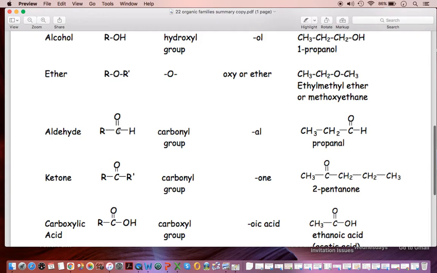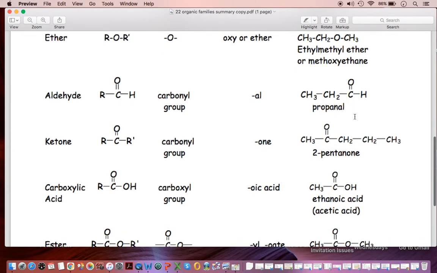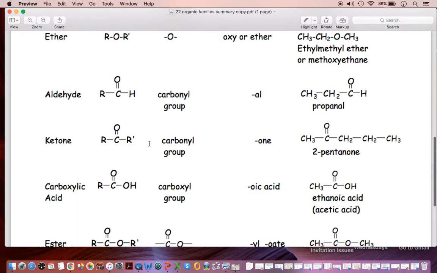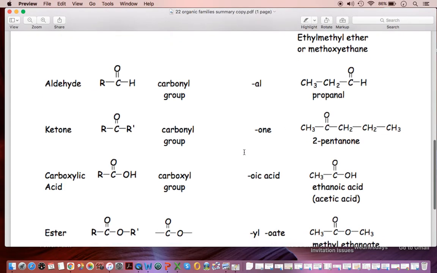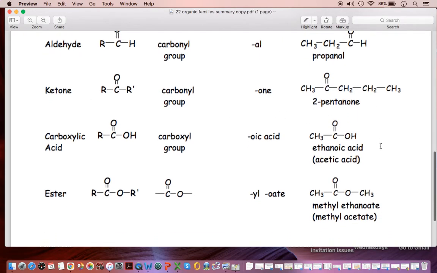Aldehydes, we have a carbon chain. At the end of the chain, we have a carbonyl group. And so propanal is our example here. Aldehyde, -al at the end. And 3 carbons, and that carbon's included in the chain. Ketone says, hey, we got a carbonyl group, very similar to aldehyde. It's just not allowed to be on the end carbon. It could be on any interior carbon, just not the end. And since it's a ketone, the suffix is -one, so 2-pentanone.